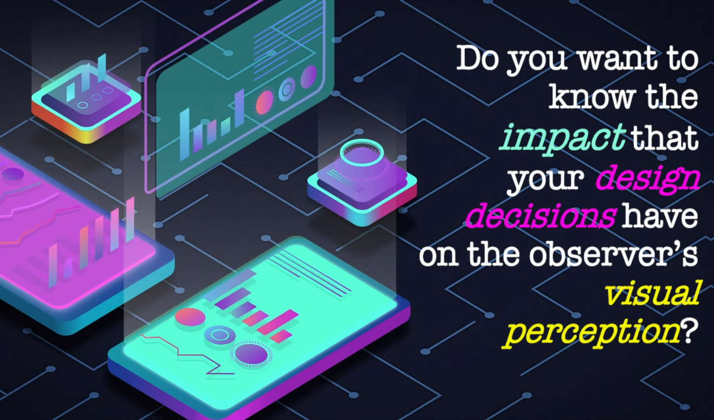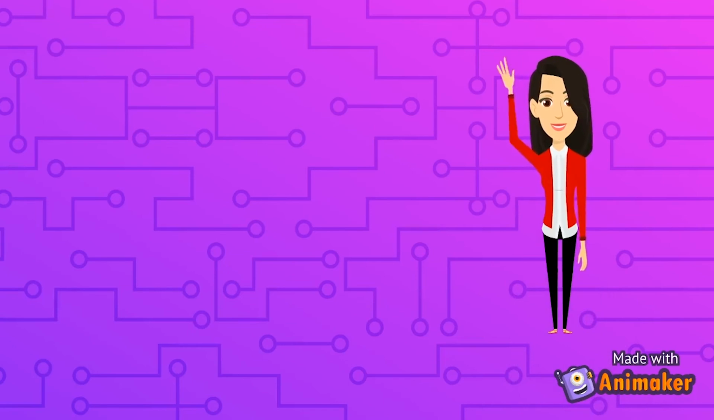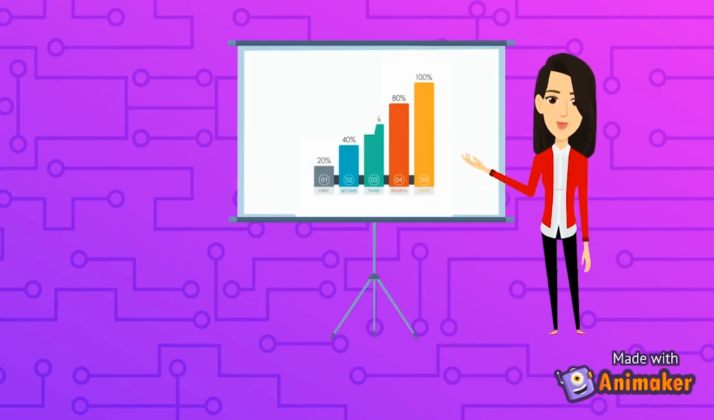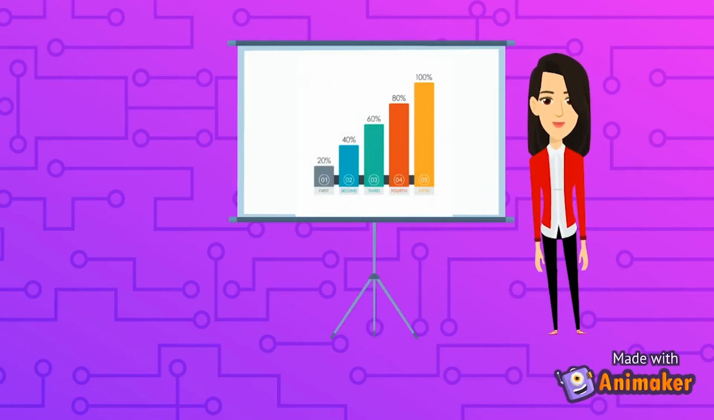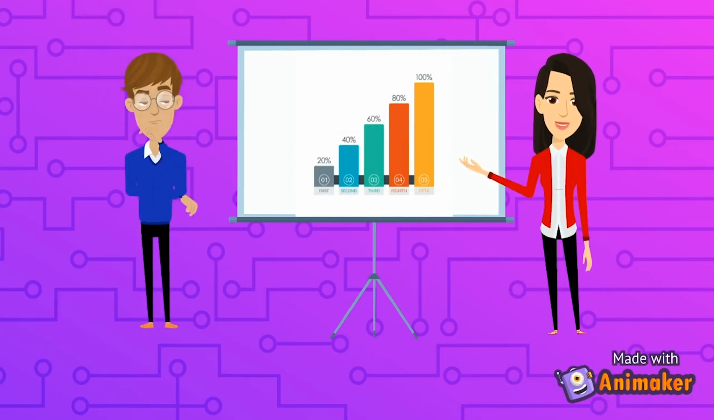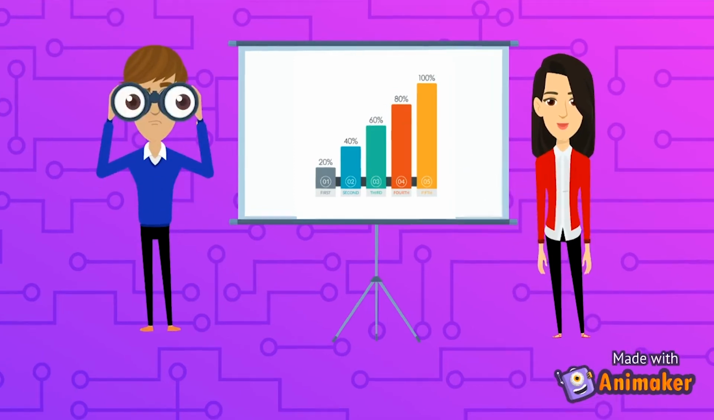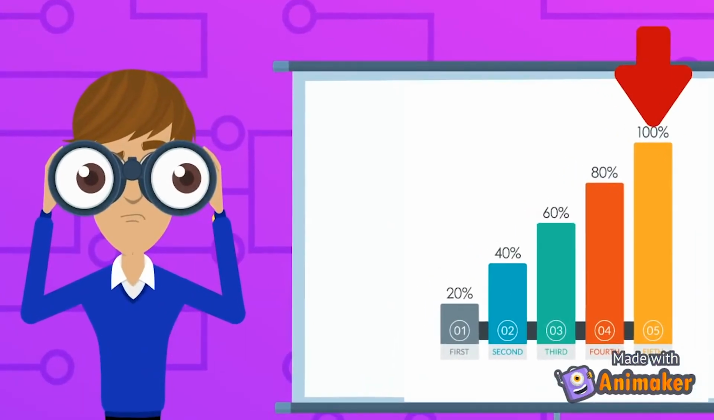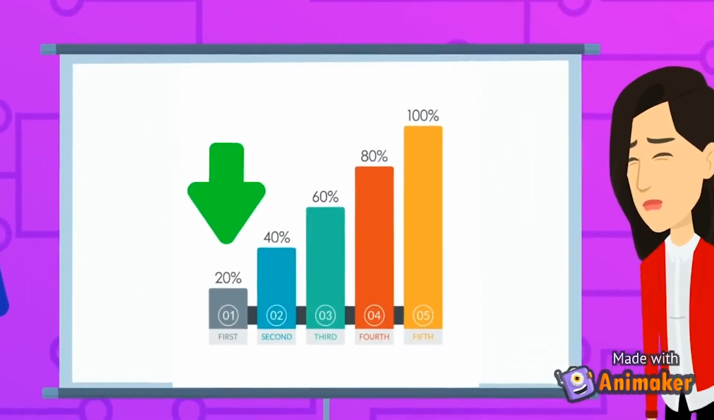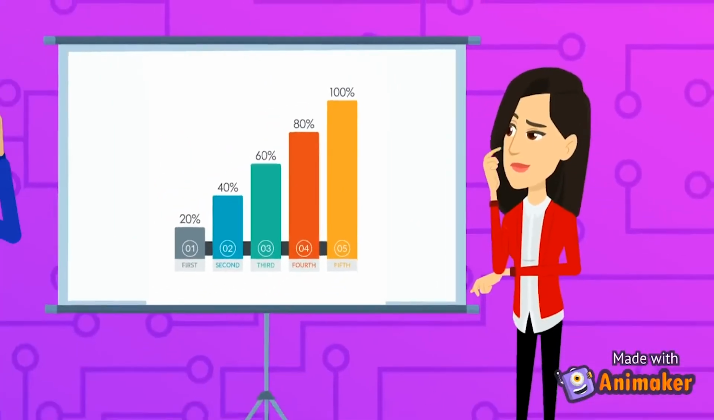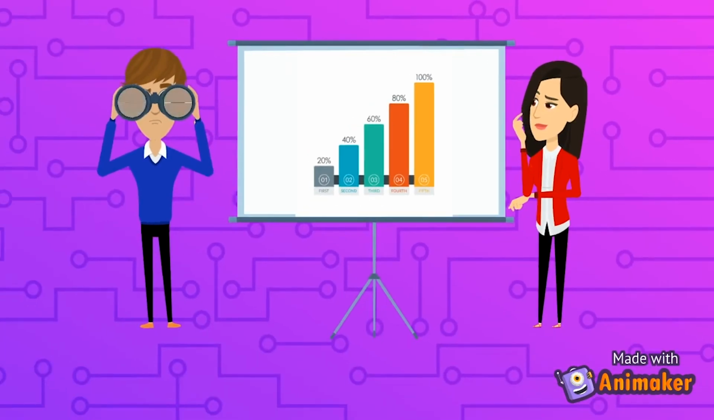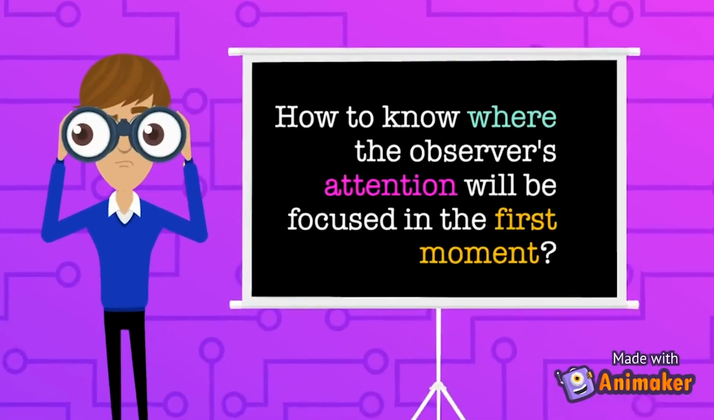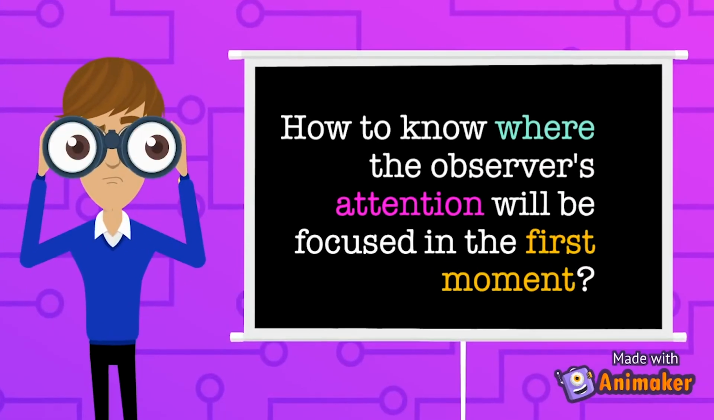Let's imagine this scenario. She is Annie. She wants to present her business data, and to do this, she shows a bar chart. She presented her graph to Carl, but Carl focused his attention on the big bar, not on the small one. That one is the most important to Annie because it's fundamental data for important decisions in her company. But how can we know where the observer's attention will be focused the first time?